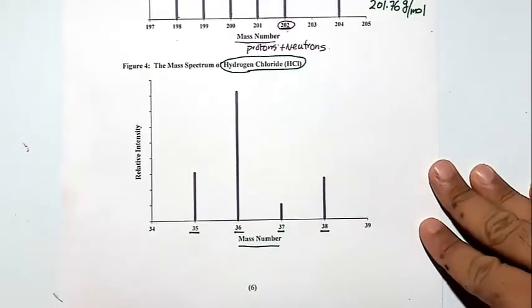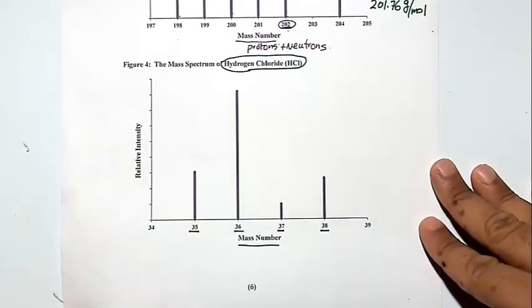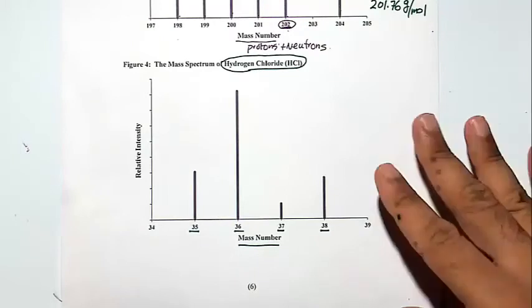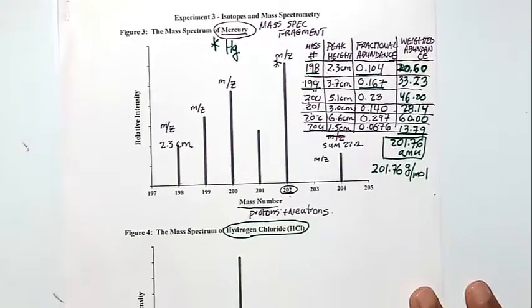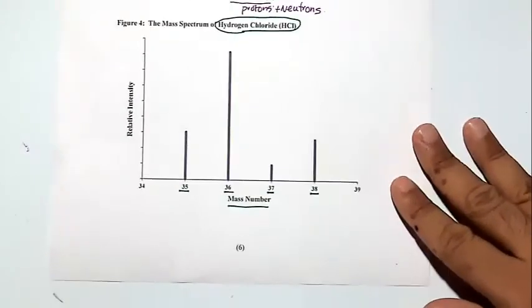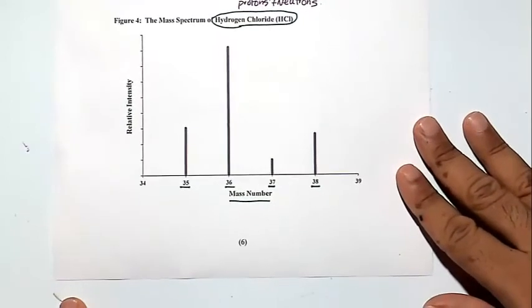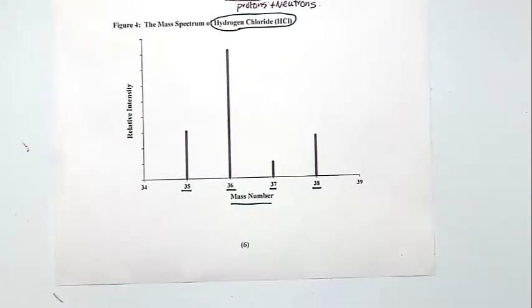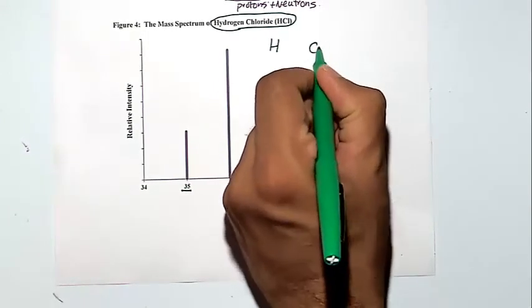So when you put HCl into a mass spectrometer and get its mass spectrum, what's going to happen? Well, the first thing that you should know about mass spec is that it fragments it. So the molecule gets fragmented. Here, mercury gets fragmented into its individual isotopes that compose it. Here, HCl, hydrogen chloride, or hydrochloric acid, if you're specific, also gets fragmented. But what will it get fragmented to? It's going to get fragmented into H and Cl.